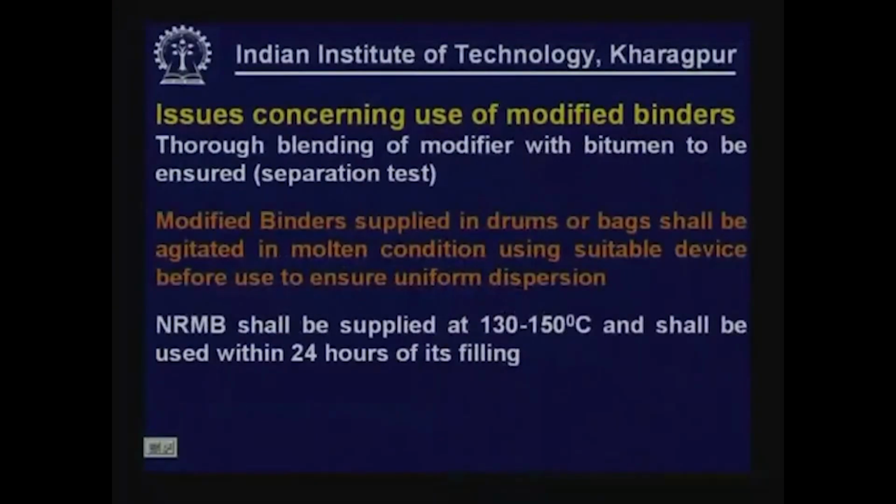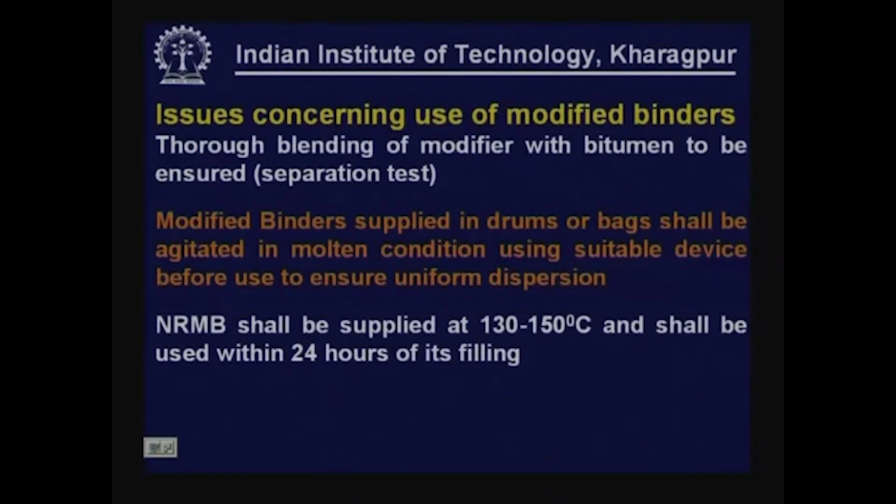Also, if we try to use an excessive quantity of modifier, either crumb rubber, natural rubber or polymer, this may cause difficulty in mixing. So, normally there is an upper limit on the modifier that can be added to binder, either rubber or polymer. It is also necessary that thorough blending of modifier with bitumen is ensured. This can be ensured by conducting a separation test, because the crumb rubber should not be floating in bitumen, and polymer should not be seen separately. So, as far as possible, the best possible blending should be obtained.